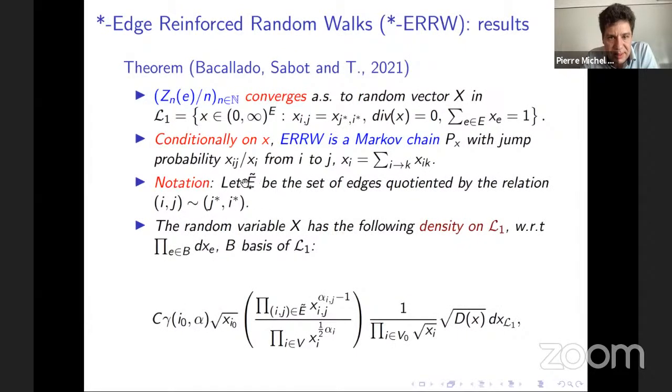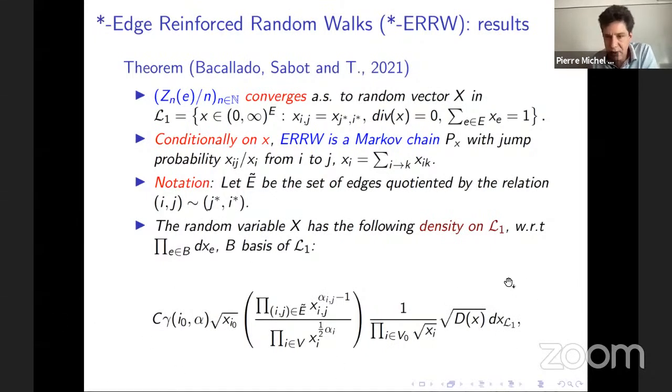I already defined E tilde, which is the set of edges quotiented by the ij equivalent to j star i star. And then this divergence free condition gives you that you need to choose a basis of the x's. So it's a bit more complicated than for edge reinforced on the MOOC. So you choose a basis B, and then you look at the Lebesgue measure product of dxe over B, and you obtain that limiting measure.